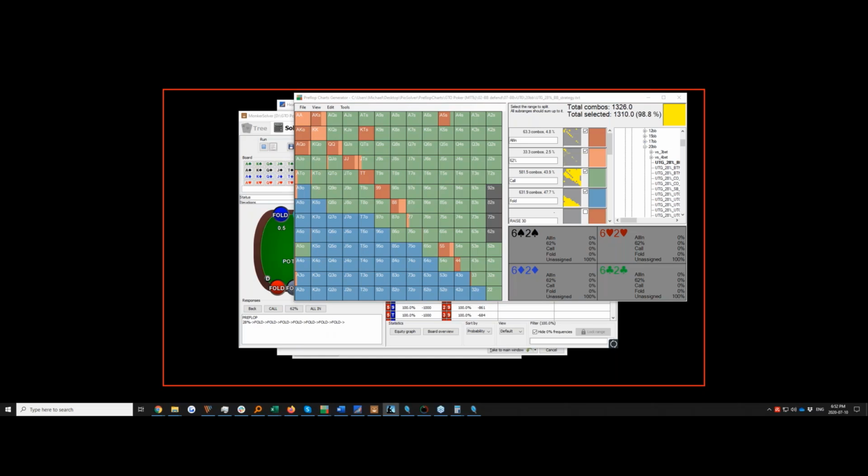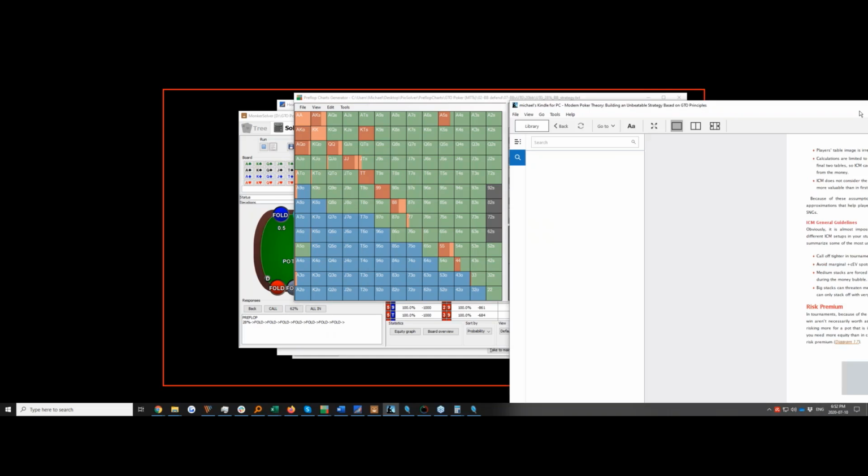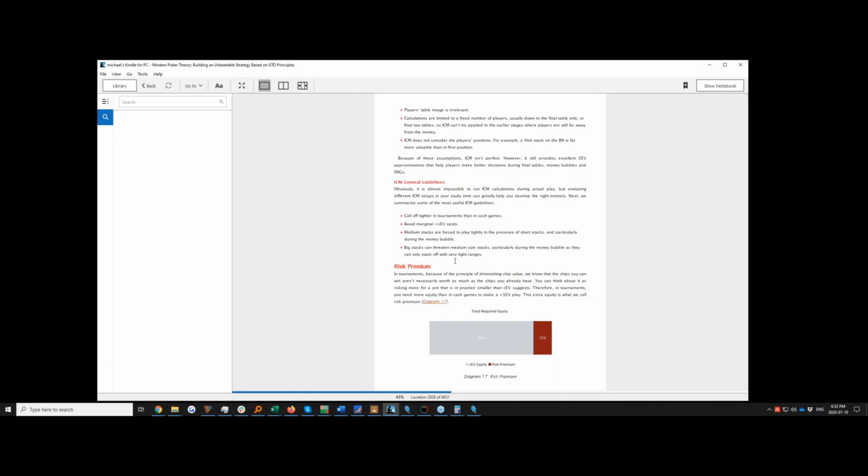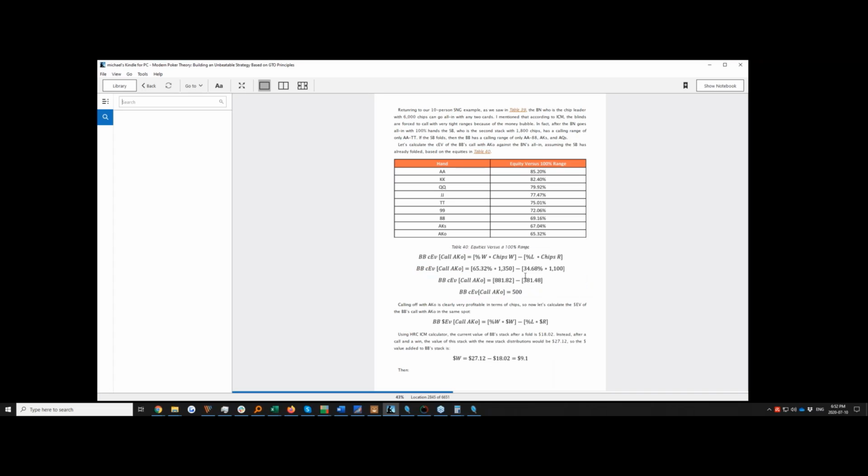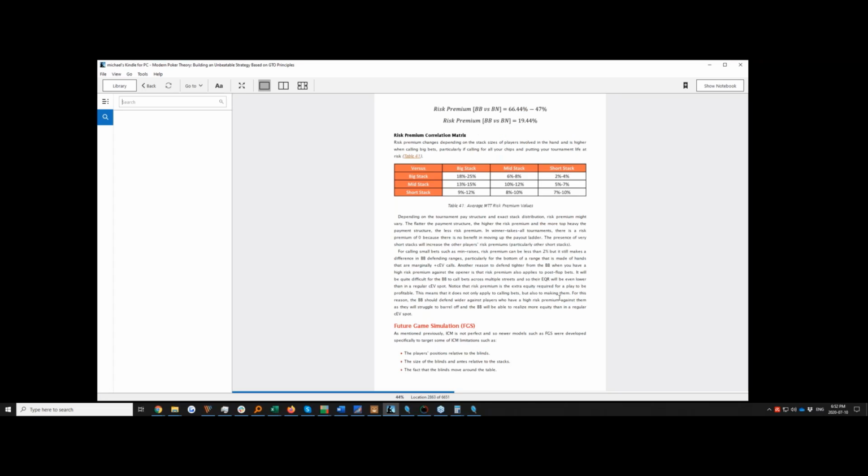risk premium. So let me see if I can. Okay. So from my book, risk premium is the extra amount of equity that your hands will need so that you can play them profitably. It's sort of what I just explained. Risk premium comes from ICM, and something that is very useful is this risk premium correlation matrix, which you can screenshot.